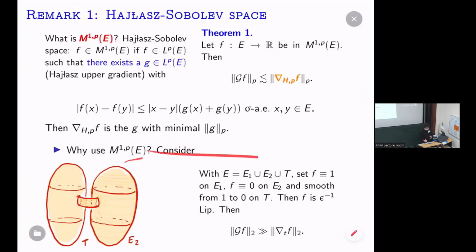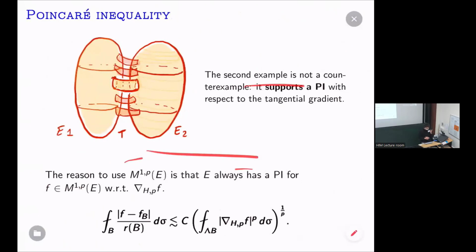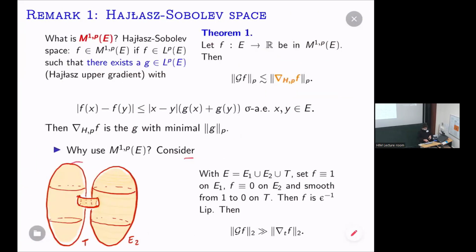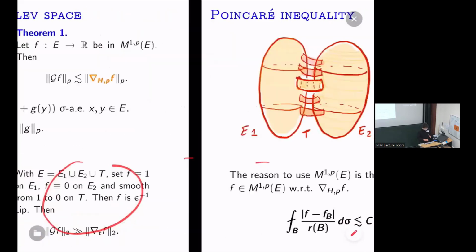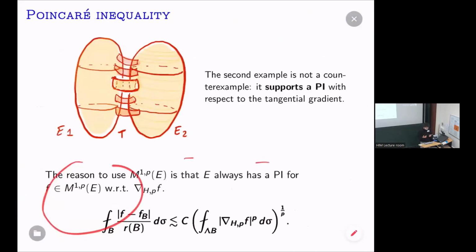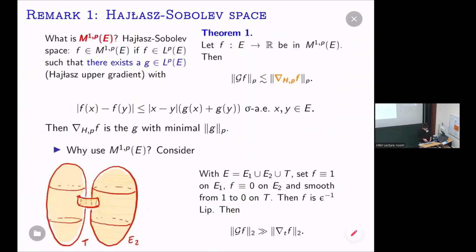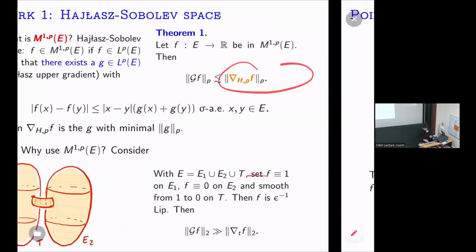to this inequality with the tangential gradient, because essentially this space supports a Poincaré inequality with respect to the tangential gradient, and this space doesn't. So in this case, this is a uniform rectifiable set. We cannot hope for a theorem like this in this generality.